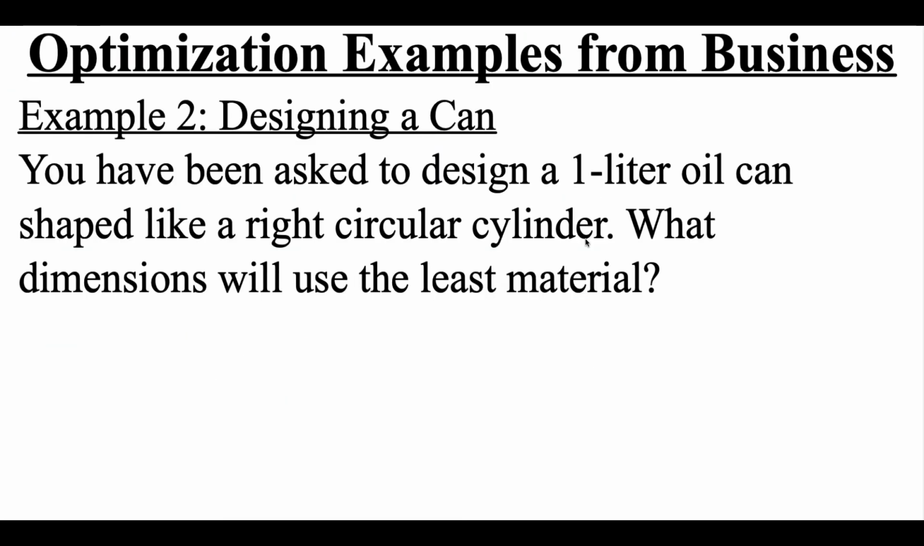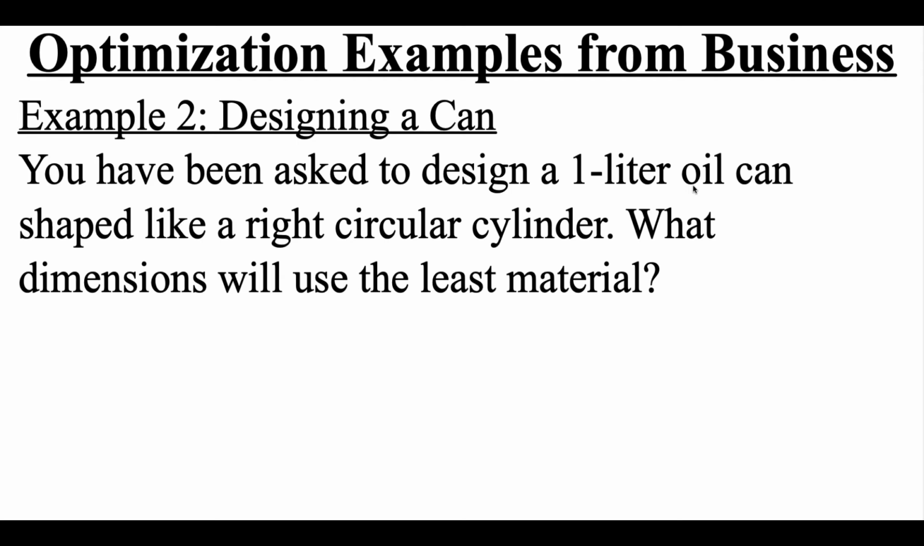Now, in this example, we're going to be designing a 1-liter oil can that's shaped like a right circular cylinder, and we want to figure out what dimensions are going to use the least material. Now, there's two formulas that are really going to come into play here. The volume of the can that we're building is going to be important because it has to hold 1 liter of oil. But then as far as the material that we're actually using, that's like the outside of the can, so we can consider that our surface area.